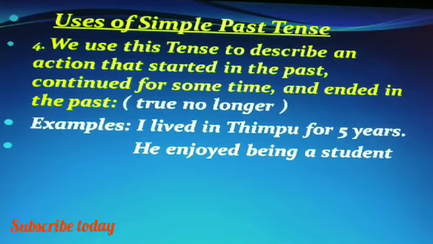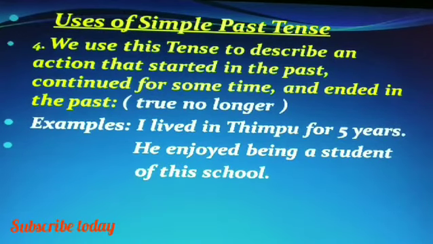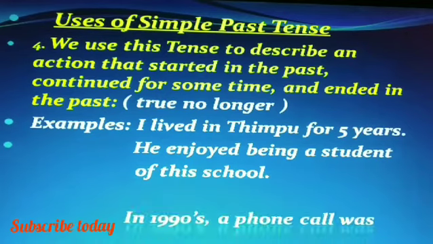He enjoyed being a student of this school. He is no longer a student of this school. He was once a student of this school and he enjoyed being a student of this school. In such cases, when it happened in the past and continued for some time in the past and ended in the past, but is no longer true, is no longer applicable, we use simple past tense to describe such incidents.